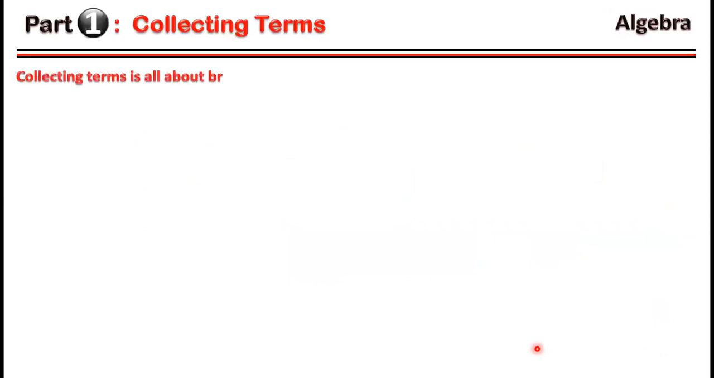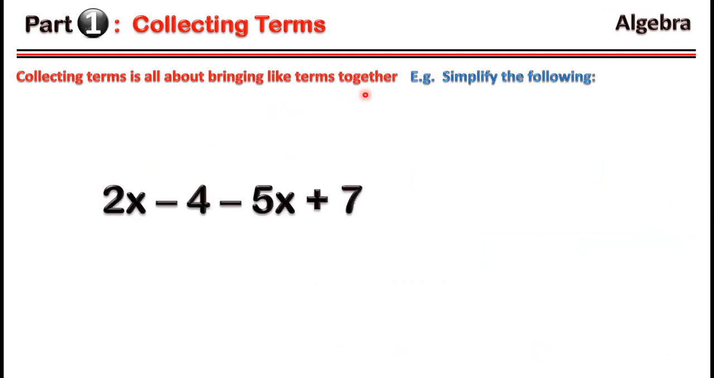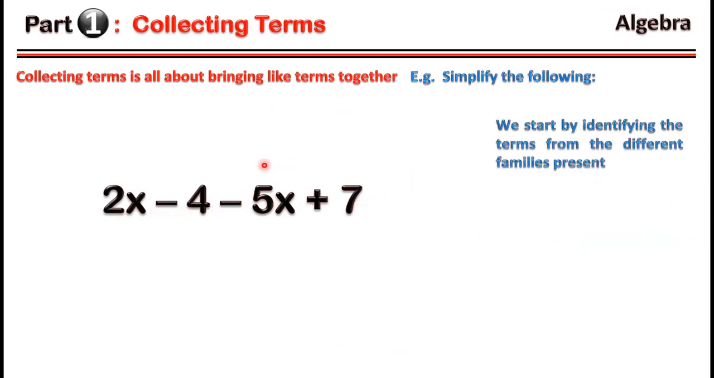We go back to our algebra, where the main parts. So collecting terms is all about bringing like terms together. For example, simplify the following. We have 2x minus 4 minus 5x plus 7. So the first thing you have to do here is start by identifying terms from the different families present.